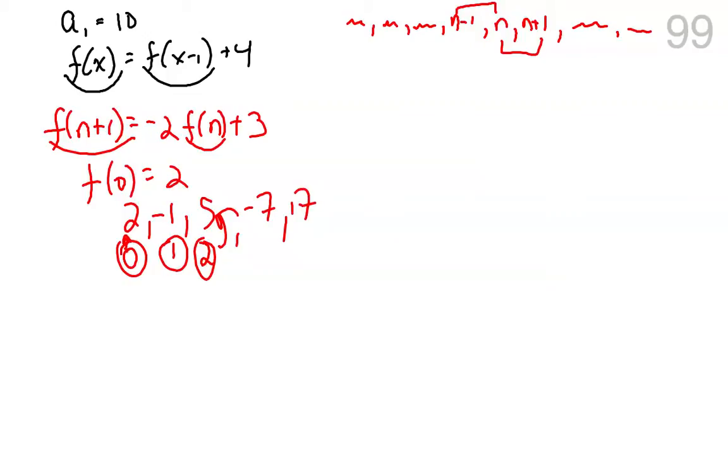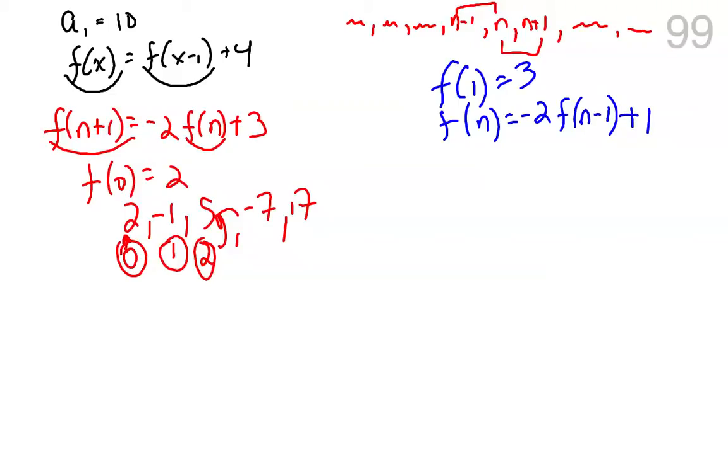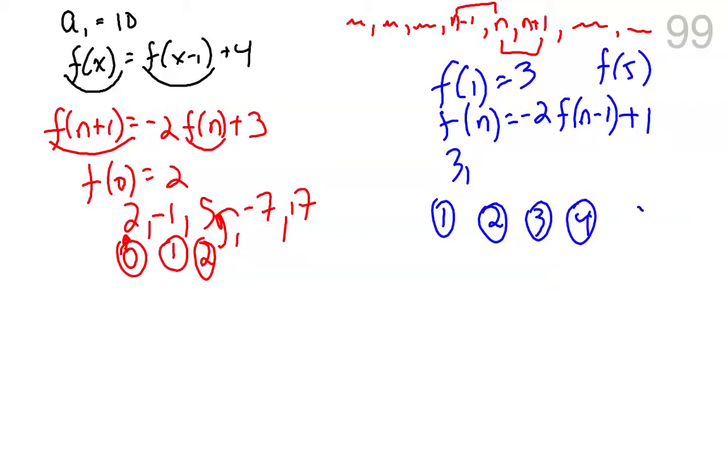Now, we use a very similar concept to get to the third question on the quiz, which says f of 1 is 3, f of n is negative 2 times f of n minus 1 plus 1. Now, what does this f of 1 equals 3 mean? What does that mean? First term's 3. Good. Now, it wants to know what f of 5 is, so it wants to know the fifth term. So that's the first term, second term, third term, fourth term, fifth term.